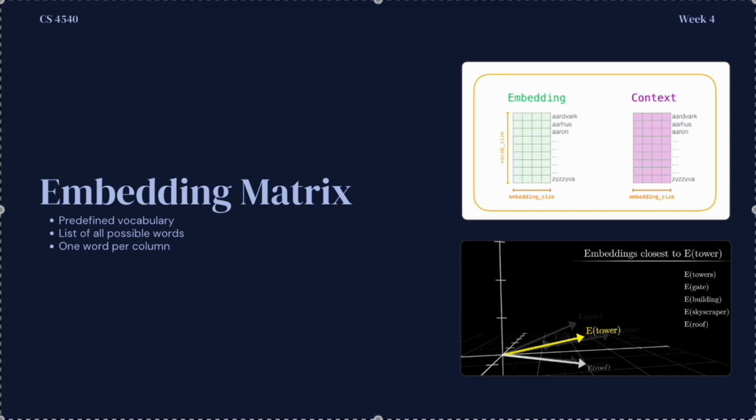The model has a predefined vocabulary called the embedding matrix, which is a list of all possible words. It has one column per word, and each column determines what vector turns each word into. It can be visualized by plotting each word onto a three-dimensional space to see how words get embedded into vectors. Words that have similar meanings will tend to be plotted on the same area of that graph.